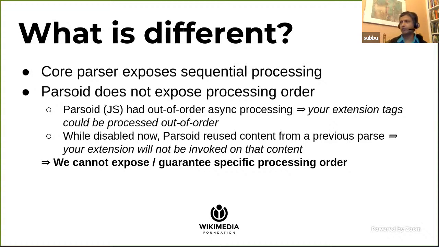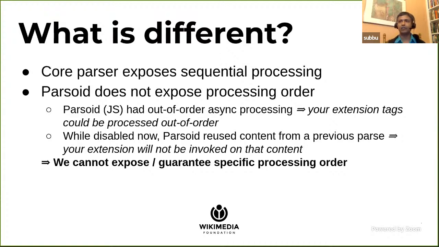Secondly, the core parser exposes sequential processing of wikitext. That is, it always processes things in sequence. But Parsoid does not expose the processing order. So as I mentioned, till very recently, Parsoid was implemented in JavaScript and using the Node.js framework. And it had a lot of out-of-order async processing. What this means is that if you had the same extension tag used twice on the page, it was not guaranteed that they would be called in the same order. They could be called in different order.